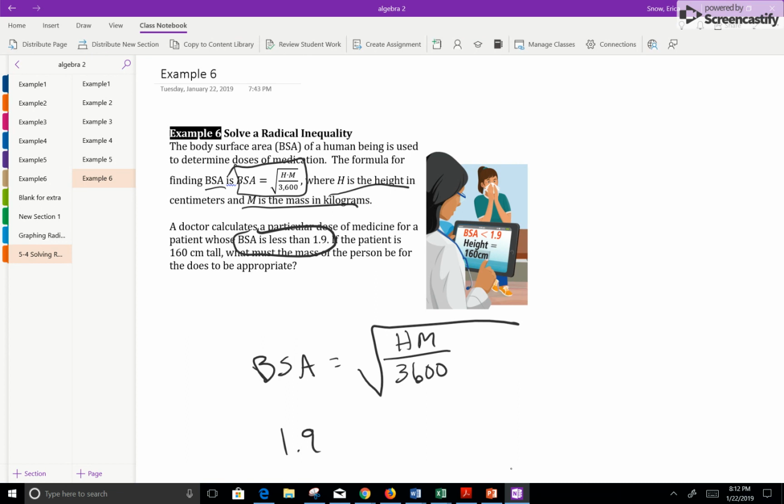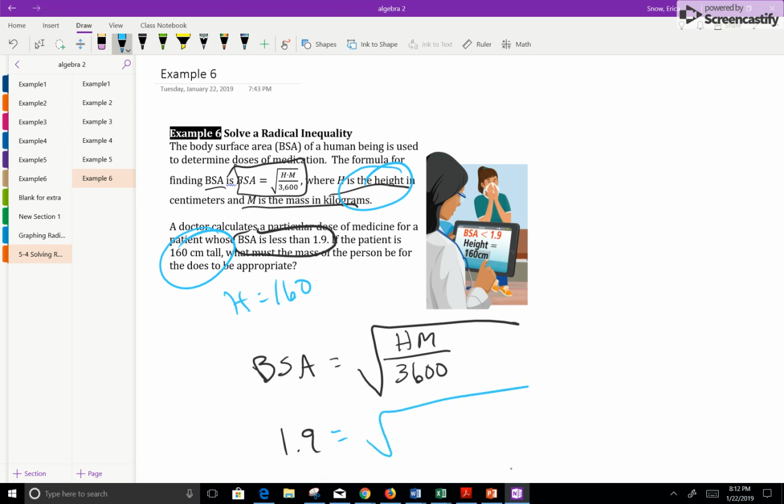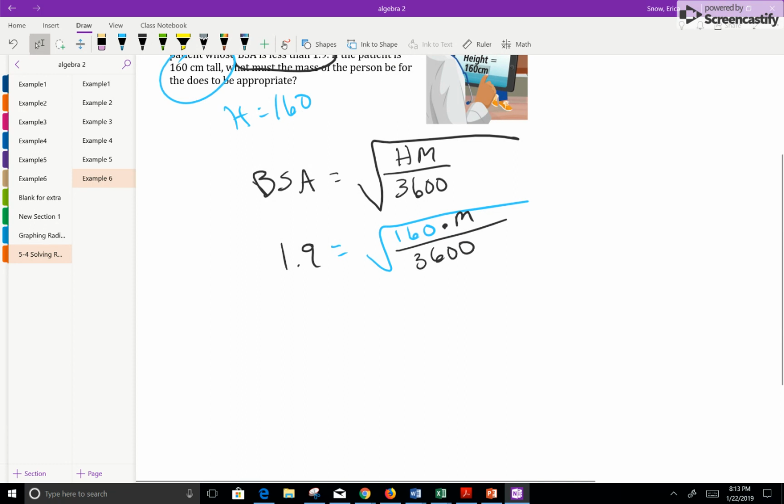And the patient is 160 centimeters tall. I wanted to circle that a different color, so I'm going to do that. 160 centimeters tall, which is the height. So H is 160. So 1.9 equals the square root of 160 times their mass over 3,600. So now 1.9 equals the square root of 160m over the square root of 3,600.